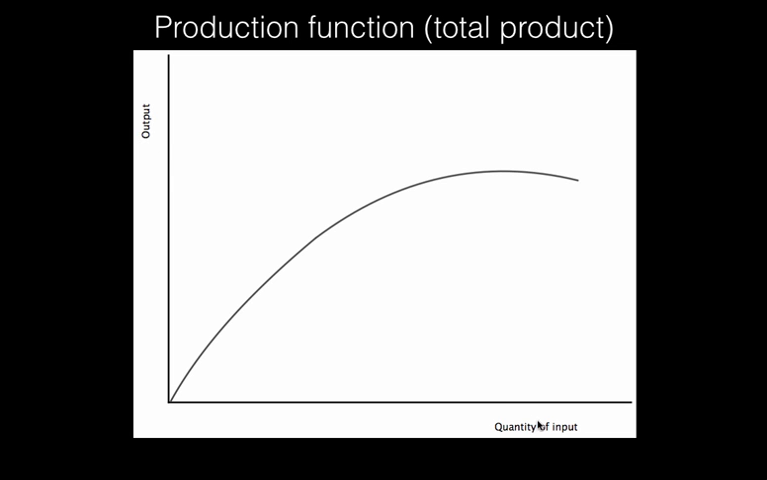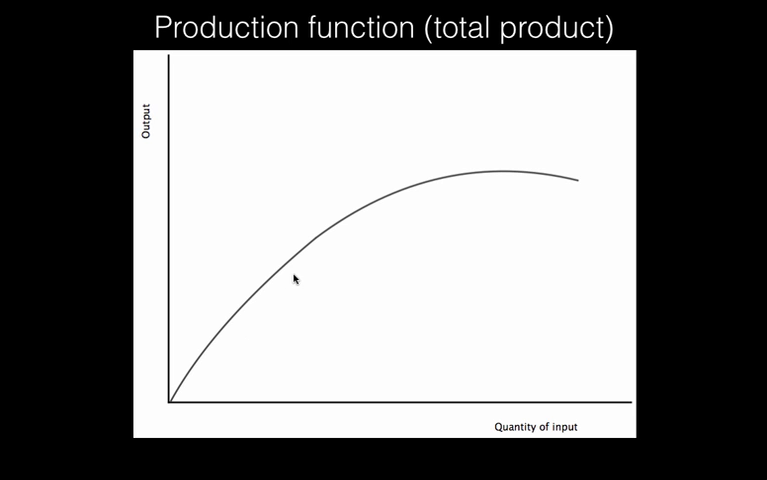So we're assuming that there is going to be one variable input, and almost always it's going to be labor. So sometimes I'll just label this as quantity of labor, but in general it's going to be some variable input, some input that varies with output. I'm going to need more of this to create output. And this is just showing me how much output I'm getting as I increase my variable input.